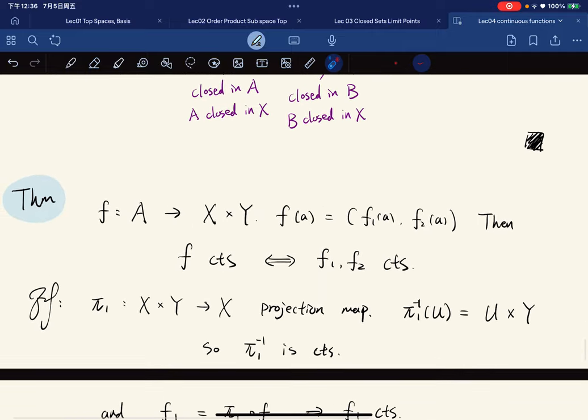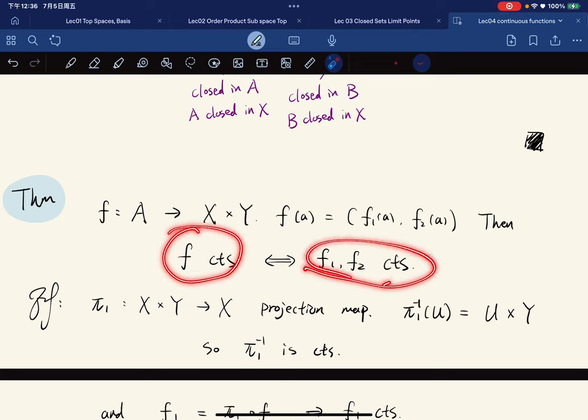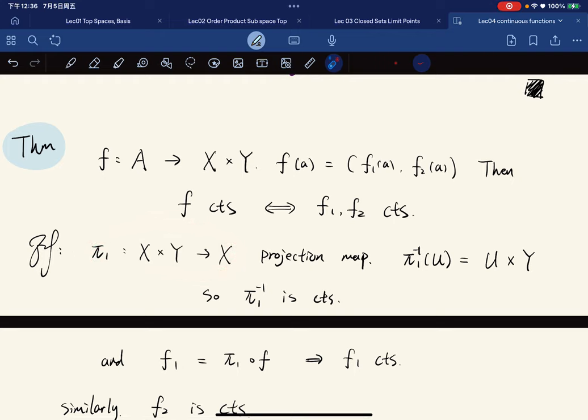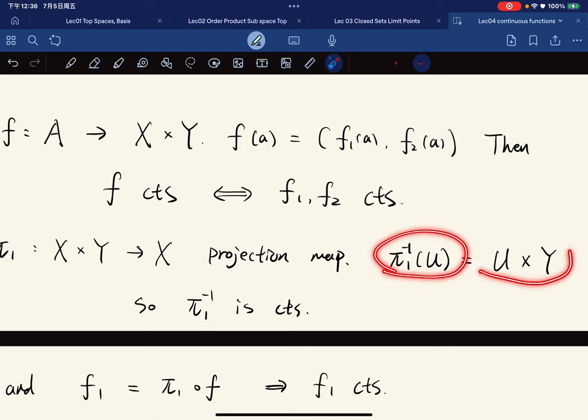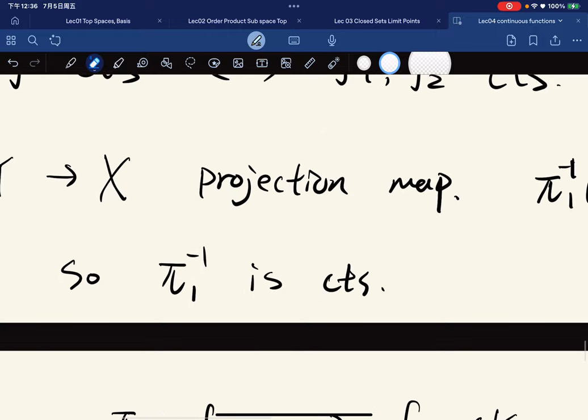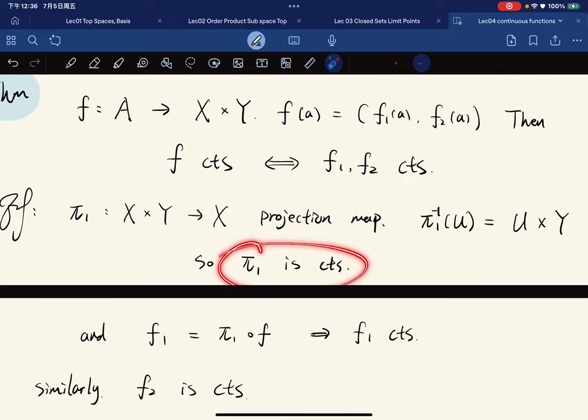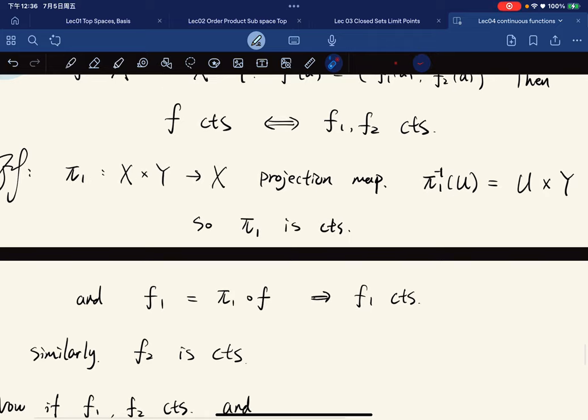And so if a function is from a space to a product space, so we have components, then F is continuous if and only if each component is continuous. So pi 1 from X times Y to X is a projection map. We define a projection map, and the inverse image of every open set U is just U times Y, which is again open in the product topology. So the projection map is a continuous map. So F1 is really just pi 1 of F, so F1 is continuous. Similarly, F2 is also continuous.